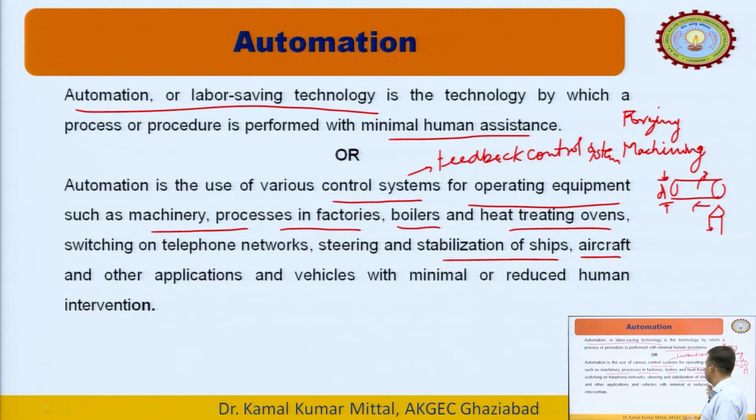Aircraft is moving with high velocity at a high altitude, so again automation is required for monitoring the engine health system, monitoring the air friction and its effect, and other applications and vehicles with minimal or reduced human intervention, आंशिक और कम से कम human being का उसमें intervention हो. So this is the brief definition of automation.